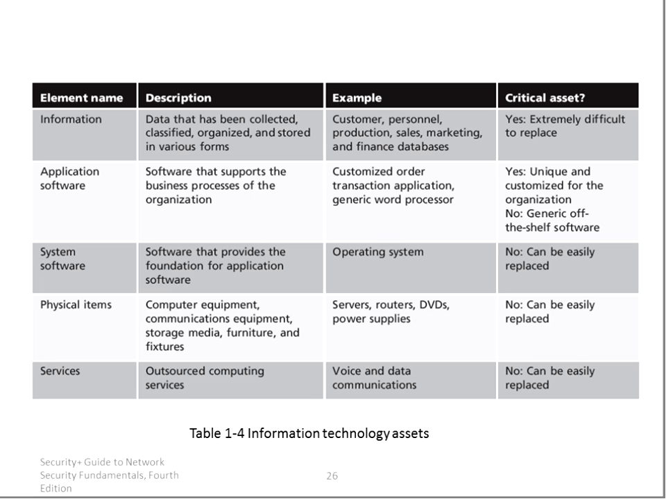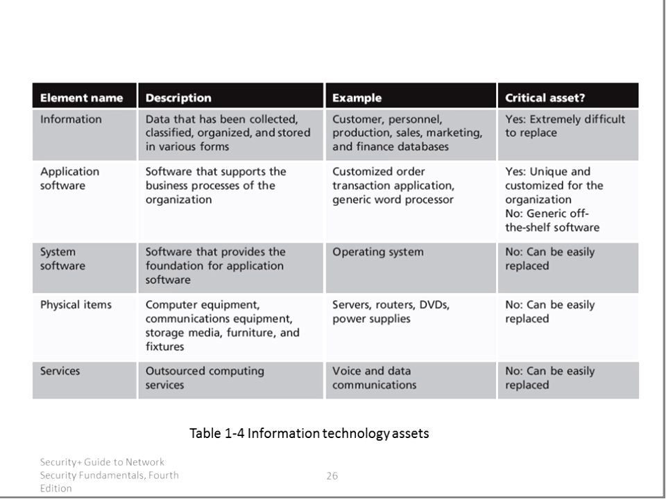Here's a table of information technology assets. Information itself, it's data. It is collected, organized, and stored, and it is a critical asset. Application software is software that supports the business process of the organization, and it is also critical.